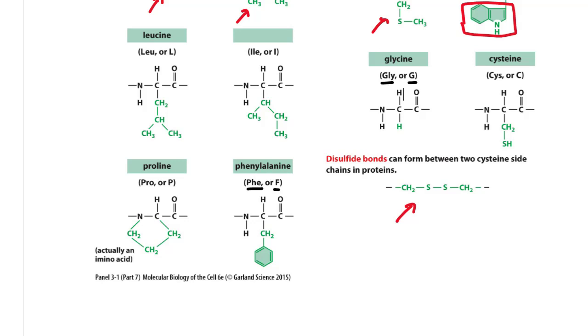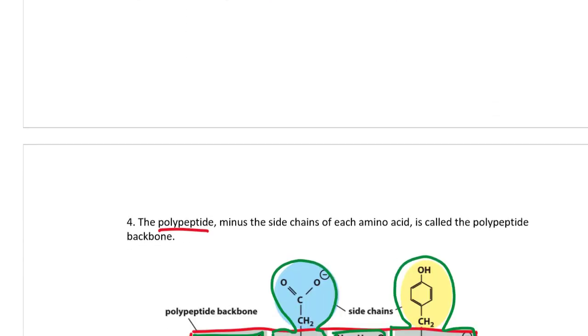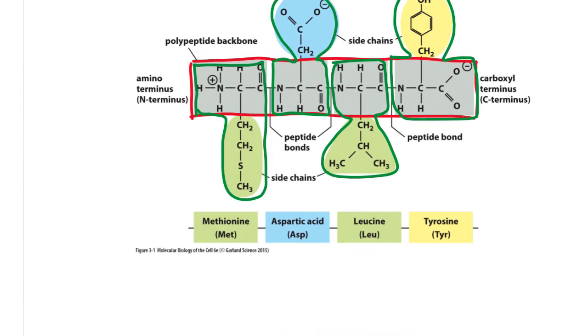So when you're writing out a polypeptide, instead of putting all the carbons, oxygens, and nitrogens and hydrogens, you can simply write out the code like it's being done right here. Of course, they're showing you the full name and the 3-letter abbreviation underneath, but you can simply write out the 3-letter abbreviation. MET for methionine, ASP for aspartic acid, LEU for leucine, and TYR for tyrosine.